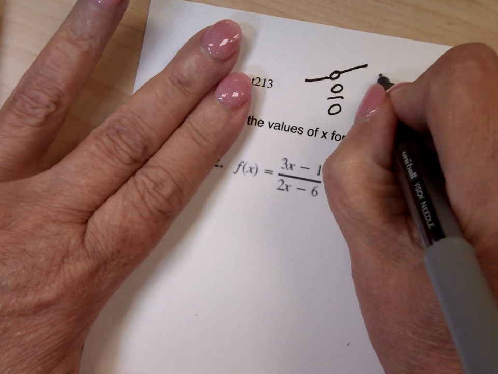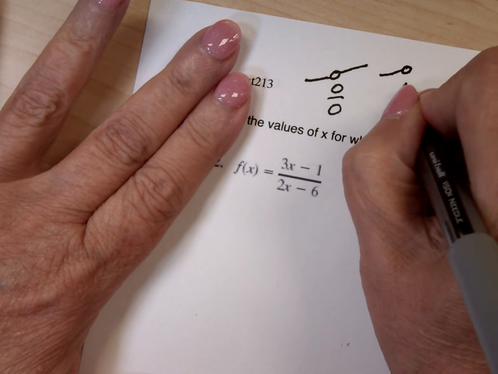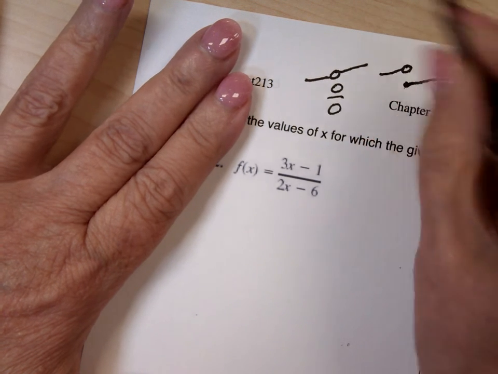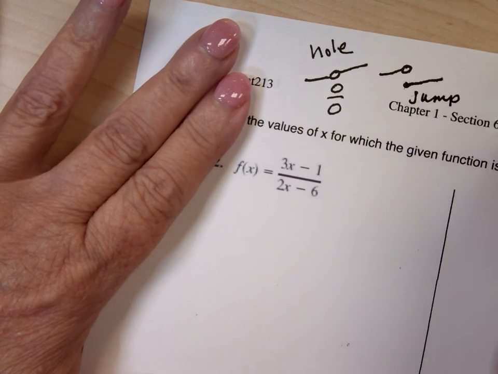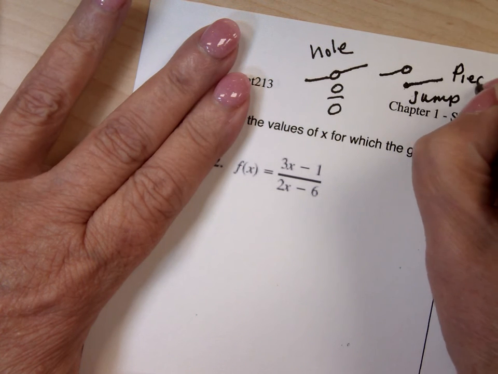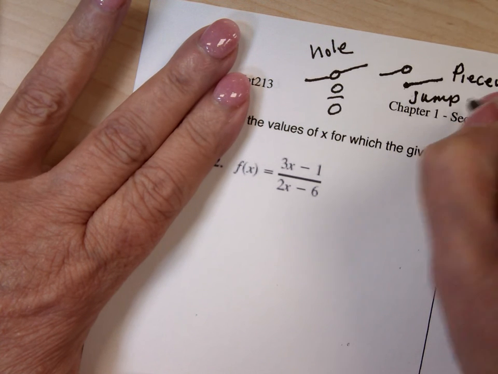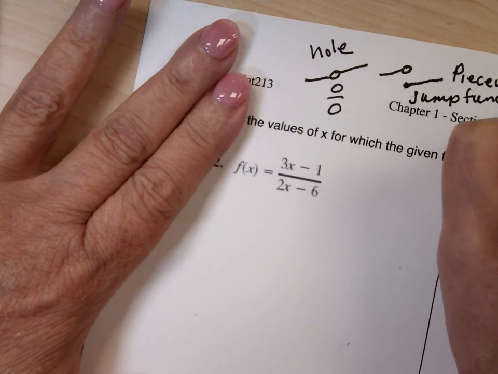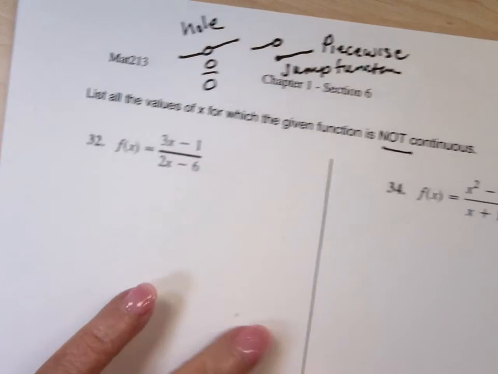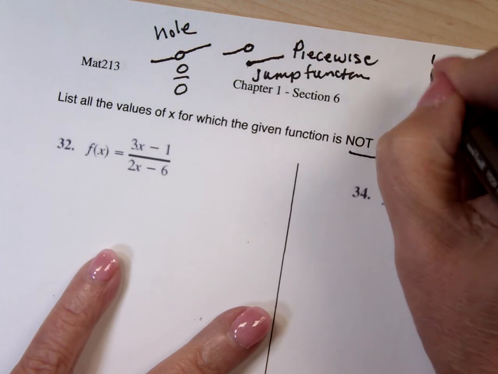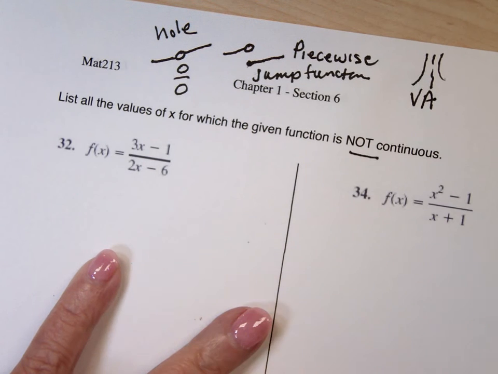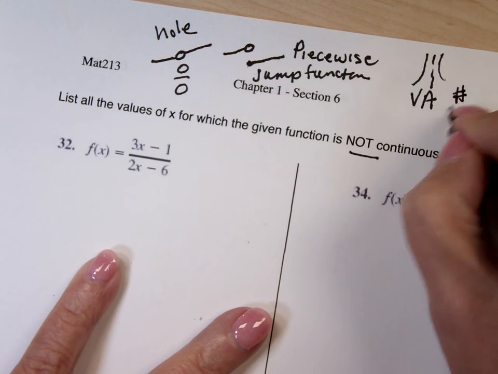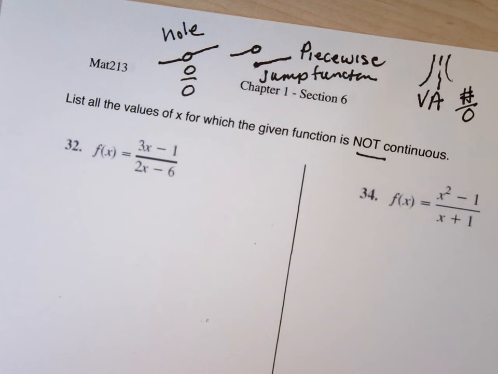We have a jump. So this is a hole. This is a gap or a jump. That means I'm going to have a piecewise function. And I'm going to have a VA. That means a number divided by 0. Those are the things I'm going to look for.